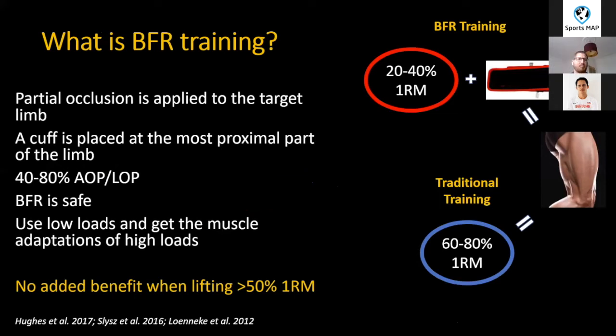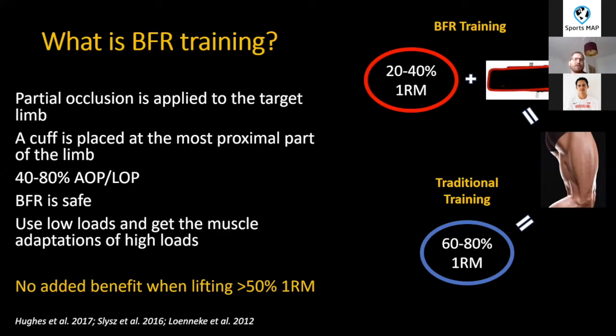So next up, what is BFR, or blood flow restriction training? Basically, it's when partial occlusion is applied to a target limb, either with or without exercise. A cuff, an inflatable cuff traditionally, is going to be at the most proximal part of the limb. For us, it'll be the thigh as we're working the leg, but it'll be the arm otherwise.